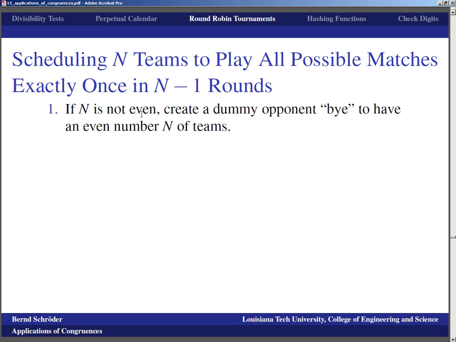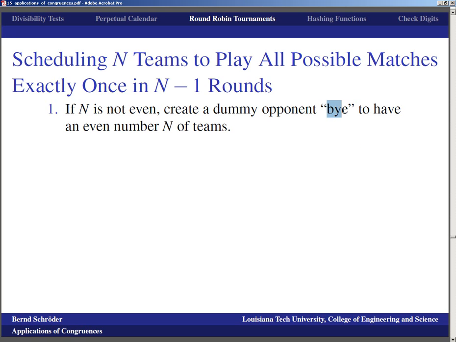Well, if n is not even, then not every team plays every day, right? Because if you've got matches where one team plays another team, your number of teams is divisible by 2, or one team sits out. So you would create a dummy opponent, which you could call bye. And so this is, for example, why just about any European soccer league that I am aware of has an even number of teams playing, unless something happened to add an extra team in there, which is not unheard of in Europe, but typically people try to avoid it.